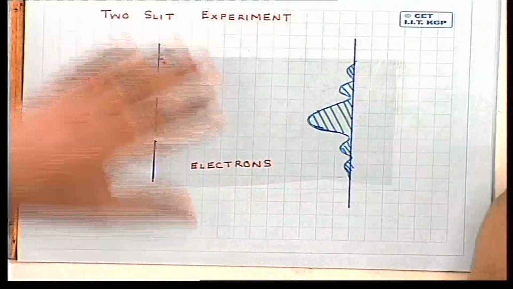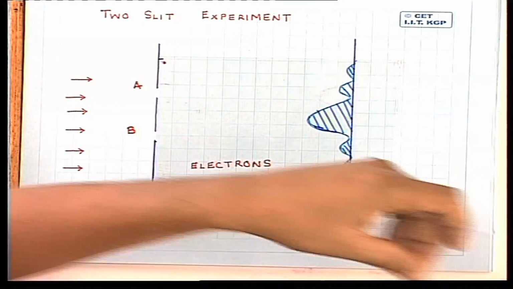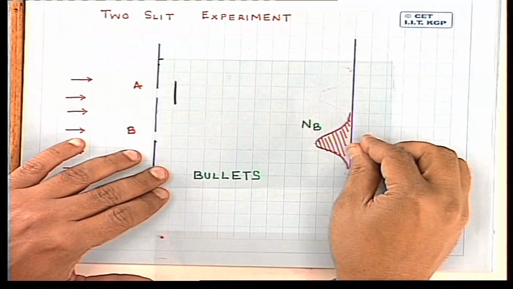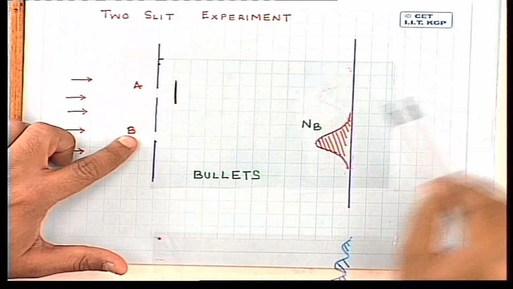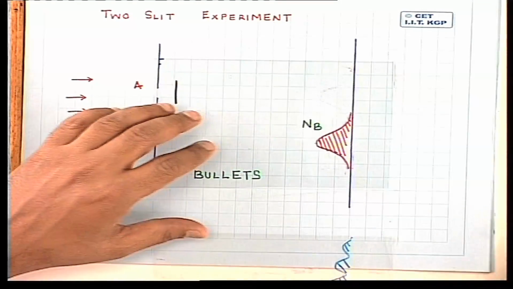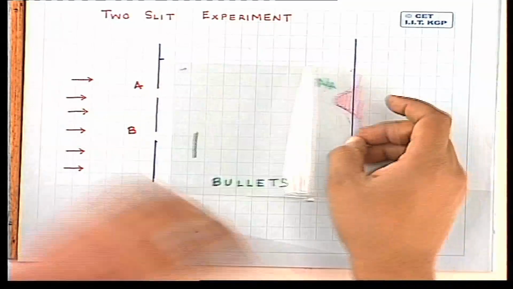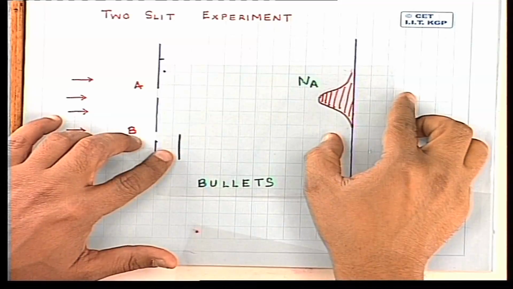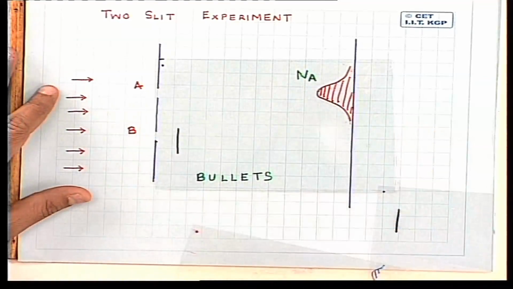Now, naively, if electrons were to behave just like bullets, just that the mass is different, we would expect a pattern which would be just like what you had if you were doing the experiments with bullets. But for electrons, when you do the experiment with only one slit, when you use only slit B, you get exactly this kind of a pattern, and when you open only slit A, you get exactly this kind of a pattern.